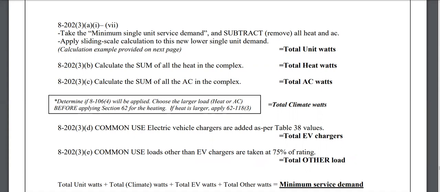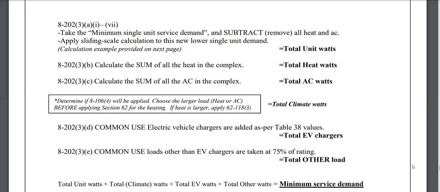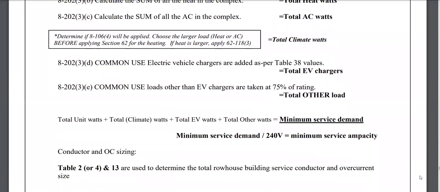A2023E is common use loads other than EV chargers, and they're taken at 75% of their rating. At this point, you take all of these subcategories, you add them all together, and this gives us our minimum service demand. We divide it by 240 to get our minimum service ampacity, and then we take it to table 2 or 4 for our conductor and table 13 for our overcurrent.